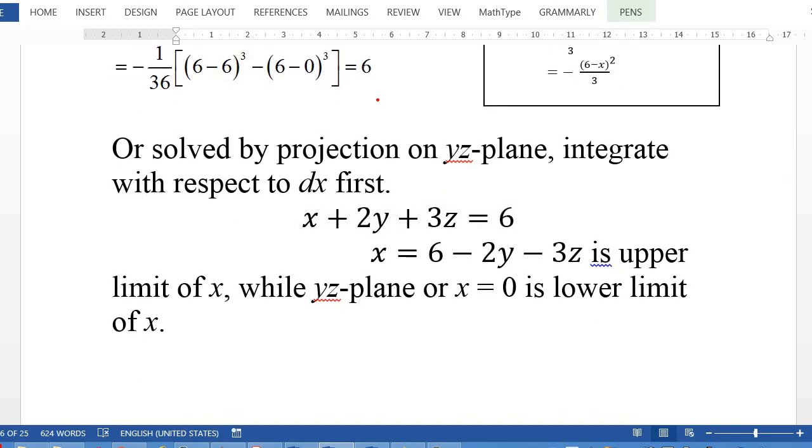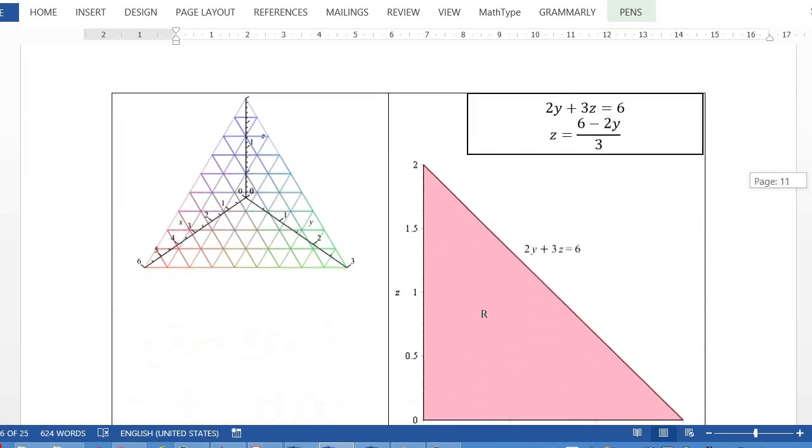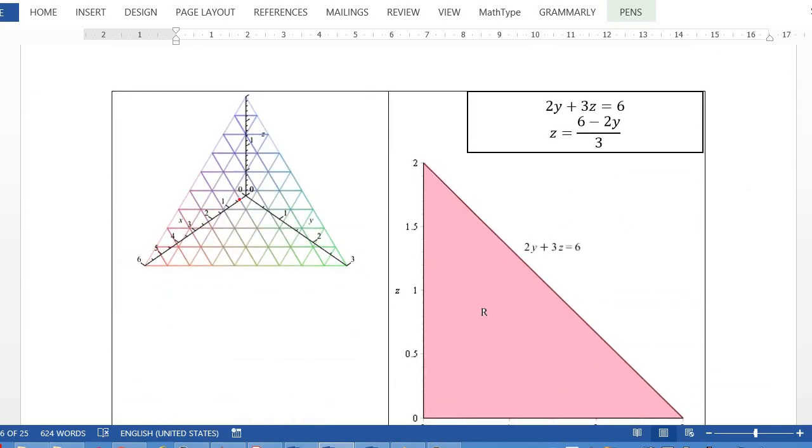Okay, so in total you have 4 orientations already. The 5th orientation is if you solve it by projection on the yz plane, or you integrate with respect to x first, meaning you view the solid parallel with the x-axis. You view it parallel with the x-axis, so you press it, and your projection will be on the zy plane.